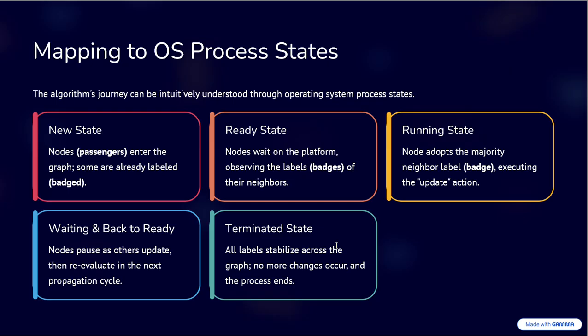Then comes the waiting state, where they pause while others update and then go back to the ready state for the next round. Finally, in the terminated state, everyone is stable. Nobody is changing labels anymore, and the process ends here.